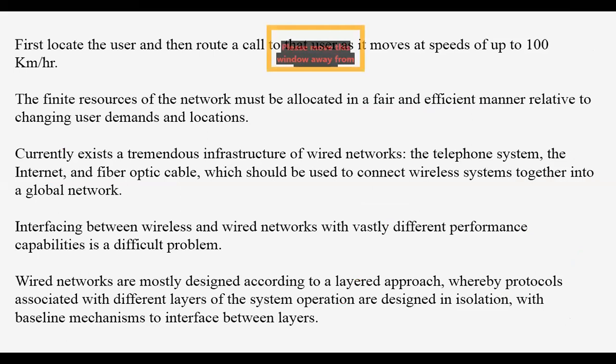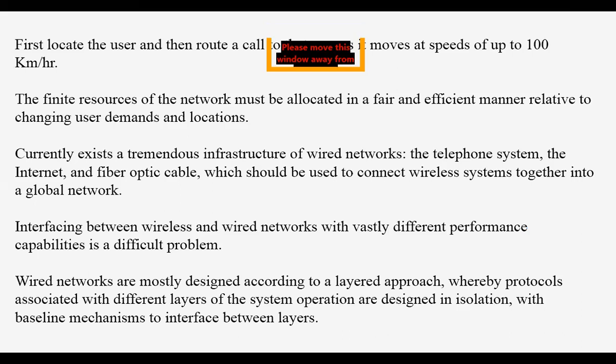I will not go into detail about this, but I will just read out some points. Currently there exists a tremendous infrastructure in the wireless and wired network. This is also a very important point that I mentioned earlier: when we develop some systems, the earlier infrastructure is also very important. Suppose I am calling from my mobile phone to a landline. The wireless communication takes place from one point to another, but at the same time some wired network will be there, and we are using that infrastructure as well. So the telephone system, internet and fiber optic cable should be used.